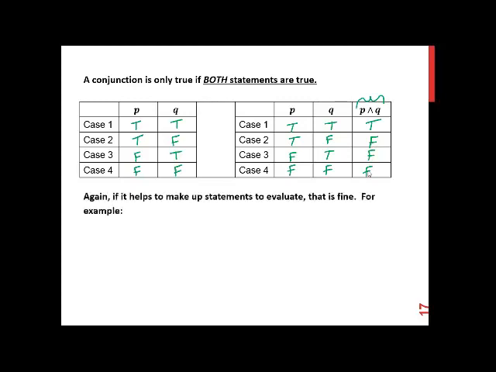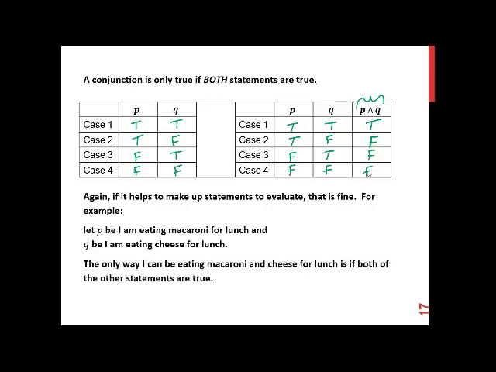Again, if it helps, make up example statements. For example, let P be I am eating macaroni for lunch, and Q be I am eating cheese for lunch. The only way I can be eating macaroni and cheese for lunch is if both of the statements are true. If P is true and Q is false, I'm not eating macaroni and cheese, I'm just eating macaroni.